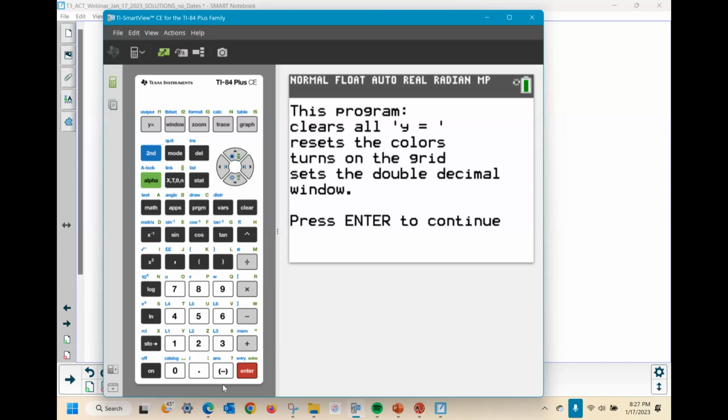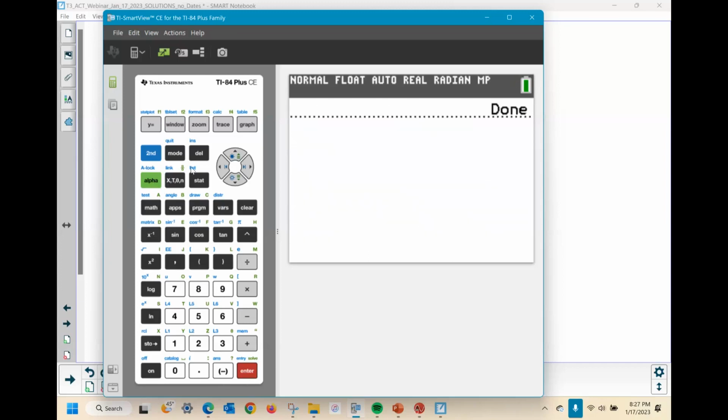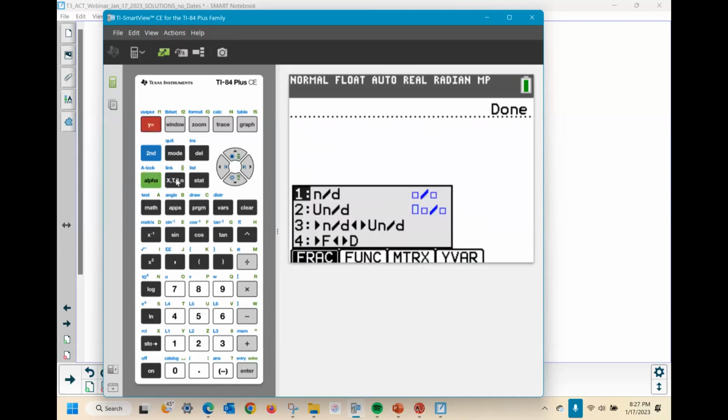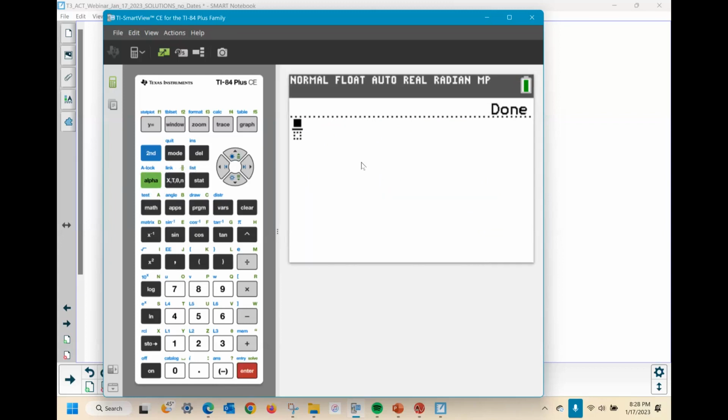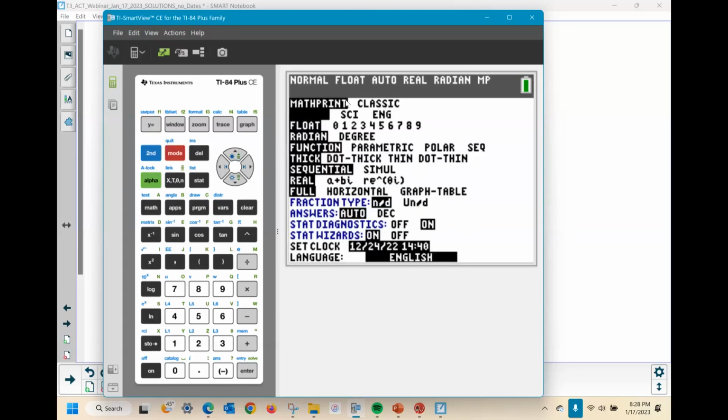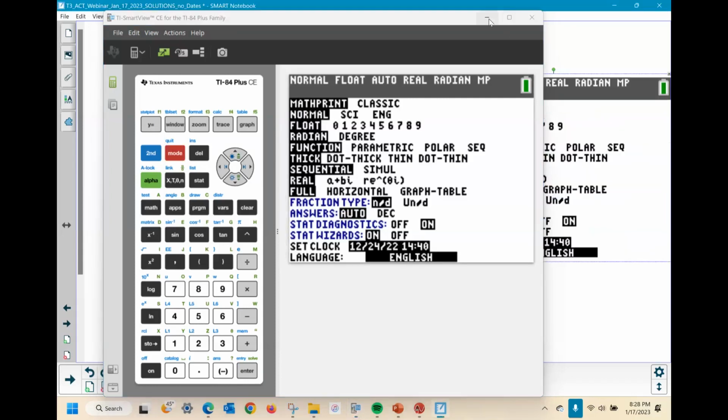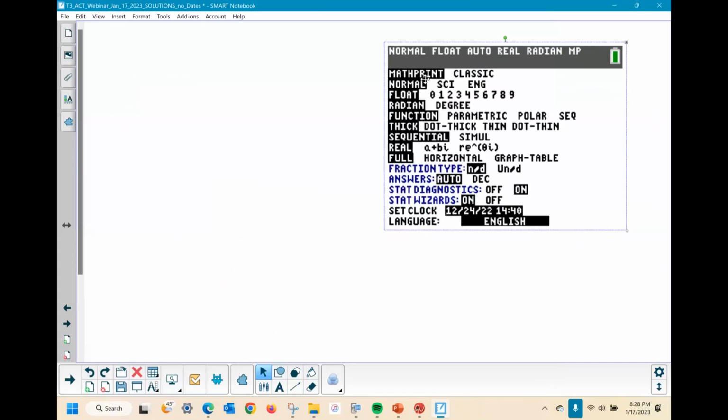So yeah, a good thing to check. Is he in classic or pretty print mode? So hit the mode key just for a second. Alpha y equals has all the fraction commands, number one being the fraction template. If you don't have the fraction template here, he needs to be in math print mode, which he might be in classic. You know what I'm saying? It's possible.